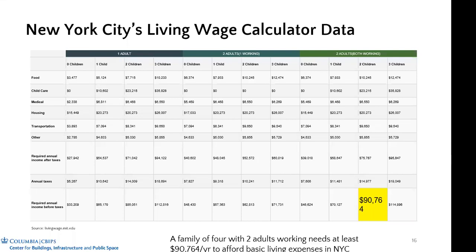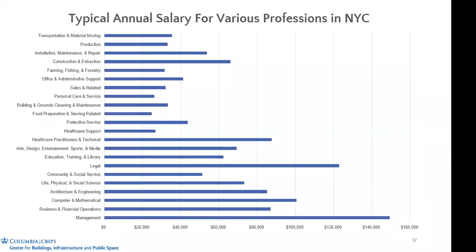And so looking again at the living wage calculator, slightly better than San Francisco. A family of 4 with 2 adults need about $90,000 a year to afford basic living expenses. Next slide. And again, as you can see, the professions that will allow you to live somewhat comfortably in New York City are the healthcare fields, legal fields, again architecture, engineering, computer science, business, management, and everyone else, not as much. It would be a struggle. Next slide.